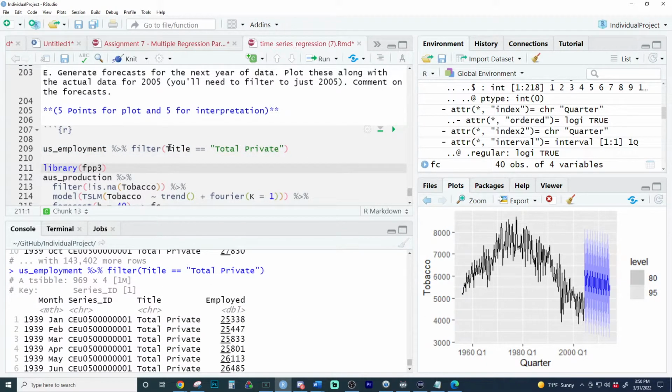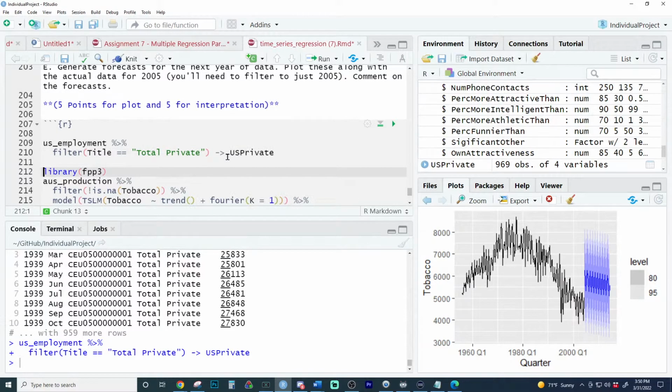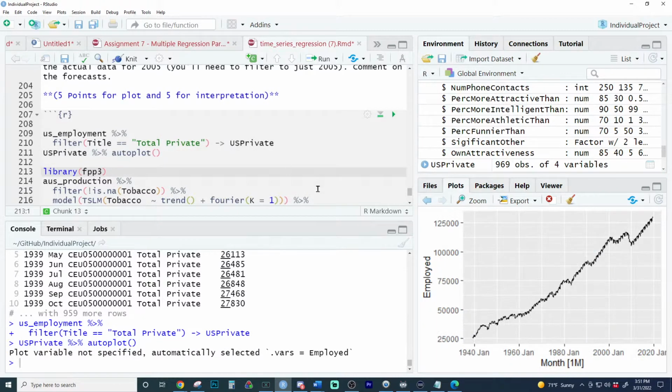We just have that one series. And let's go here to US private. And there's the US private data. Let's see if it's looking good. We're going to take it and auto plot it in to here. And there we go. That has a very strong trend.